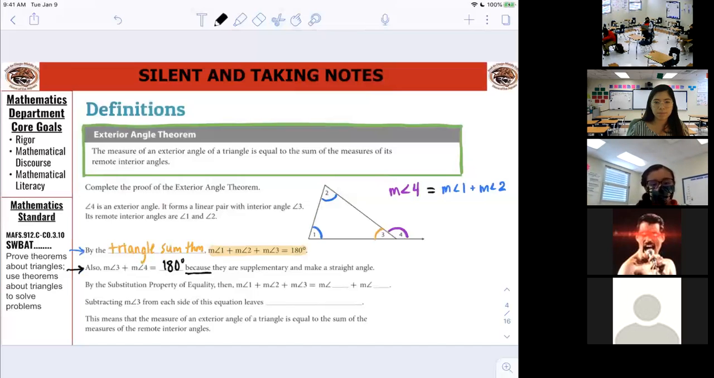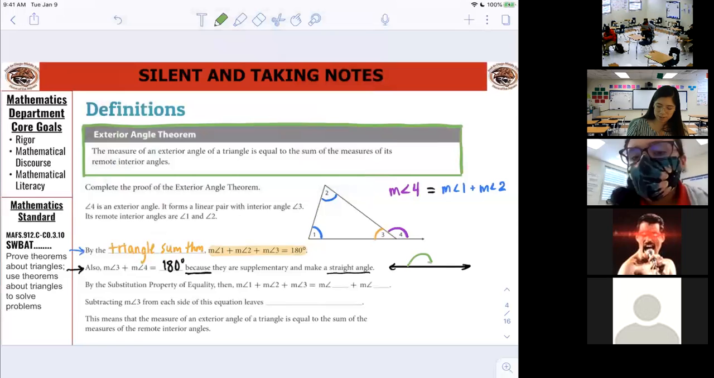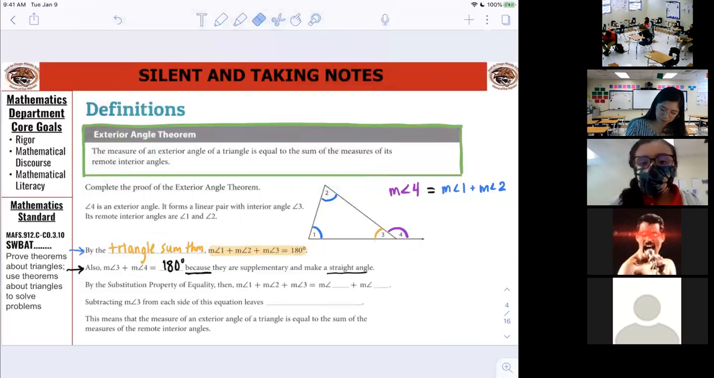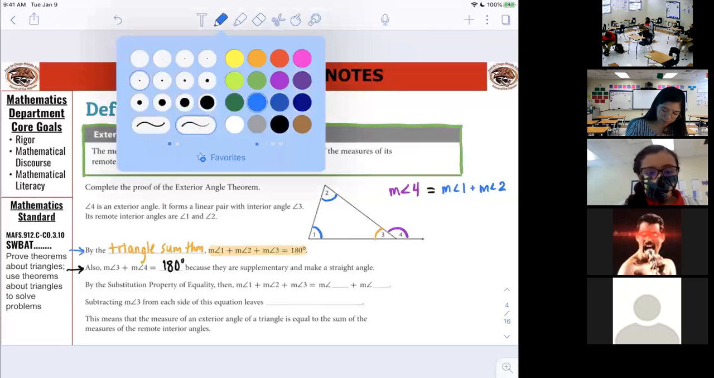Because they are supplementary and make a straight angle. Right, and remind me, what is a straight angle? It equals 180. Yeah, a straight angle is just when you have a straight line. And we know that a straight line is 180 degrees. So since 3 and 4 are on a straight line, they are supplementary, they add up to 180 degrees. Oh, I get it now. Okay, so they have to add up to 180. Okay. Now we can go on to the next thing.